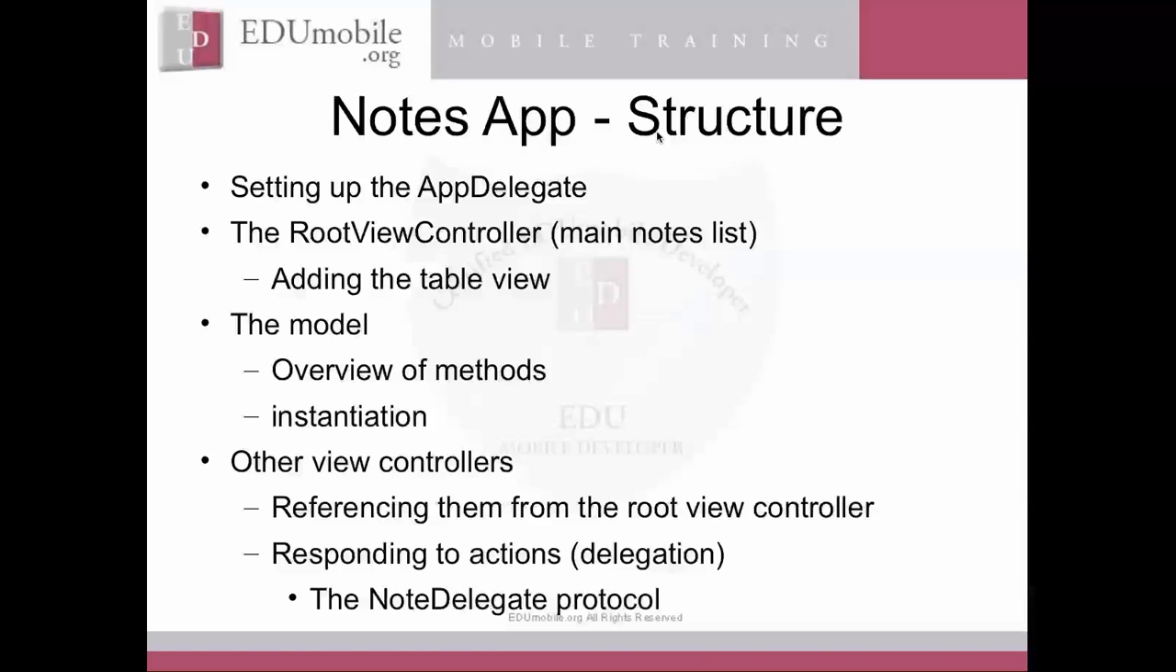And that, in this case, is our main list controller, and for that reason, really, we're calling that root view controller. We'll look at a protocol that we set up called Note Delegate, and this is how the root view controller is going to respond to actions through delegation on those three other controllers, the sorting controller, the adding controller, and then also the detail controller for the notes. So let's take a look at some of this.